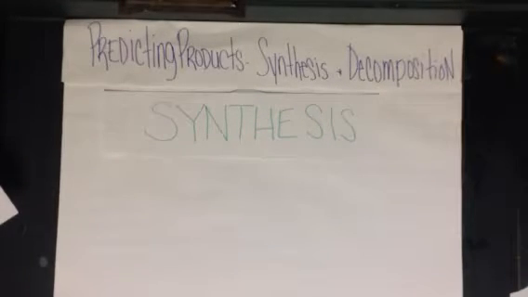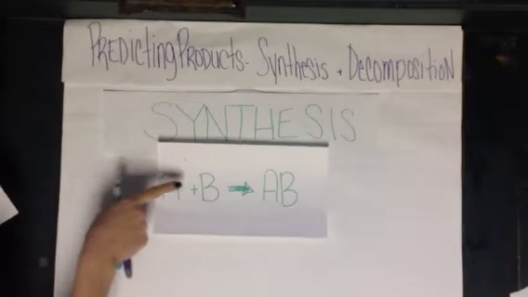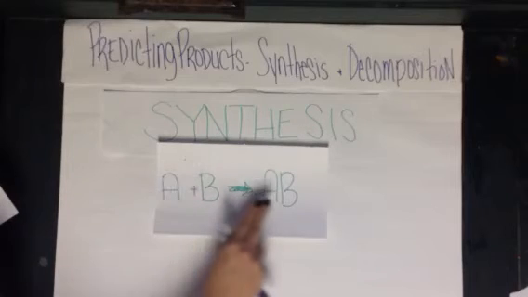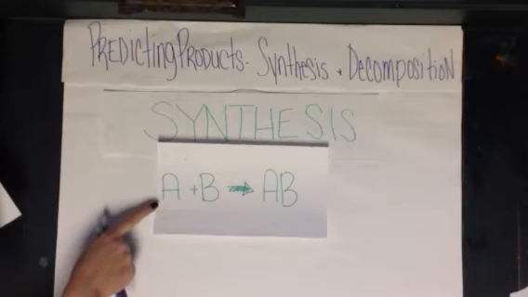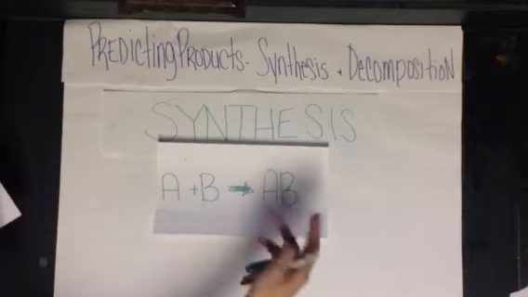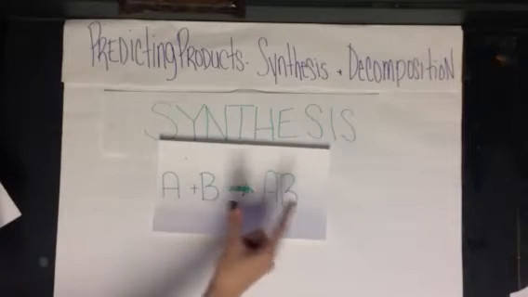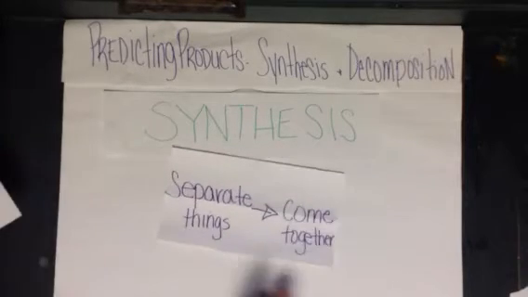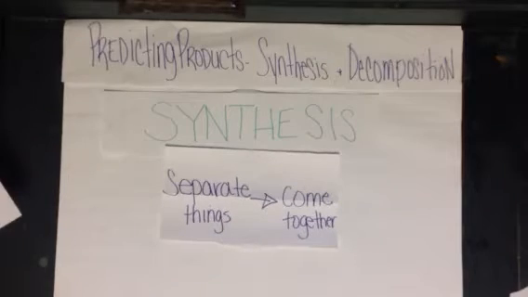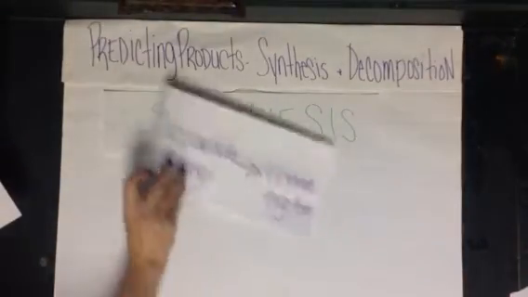Synthesis is when you have some sort of a substance and another substance coming together to form one final product. So if we look at this, A reacts with B to make AB. A lot of times we have an element reacting with another element to make a compound. So in other words, separate things come together. You have the separate things as your reactants, and you have the coming together as your products. Okay.